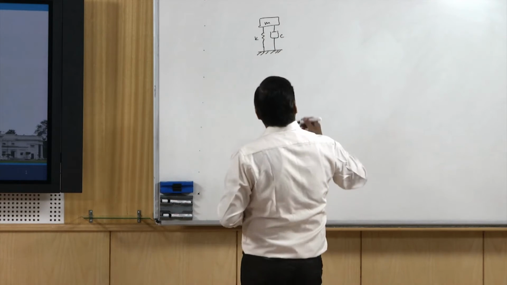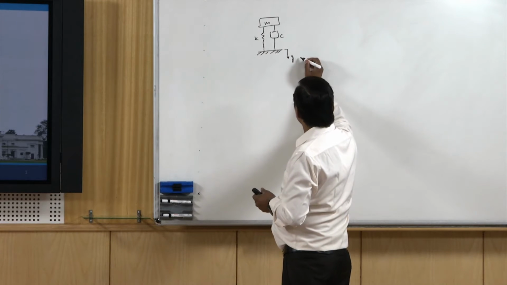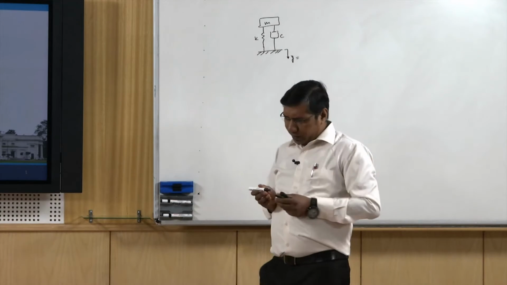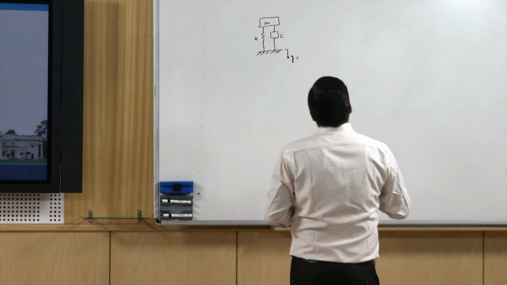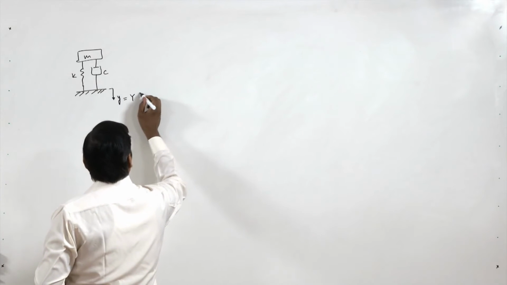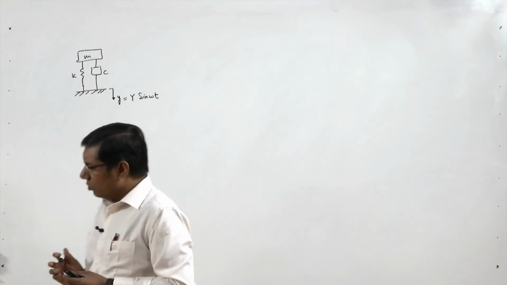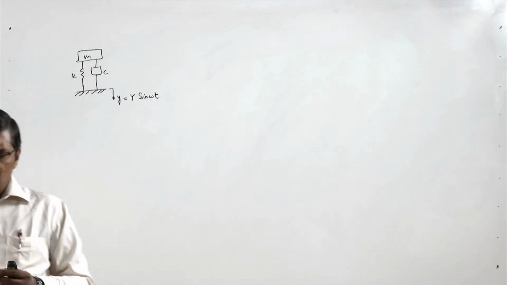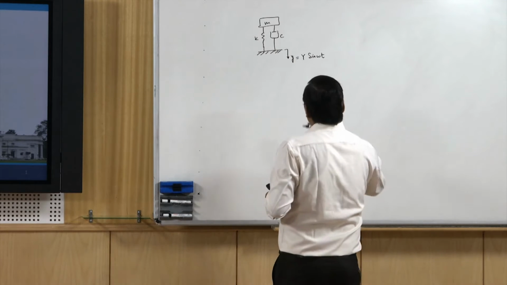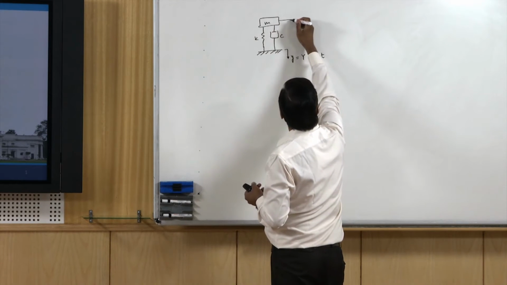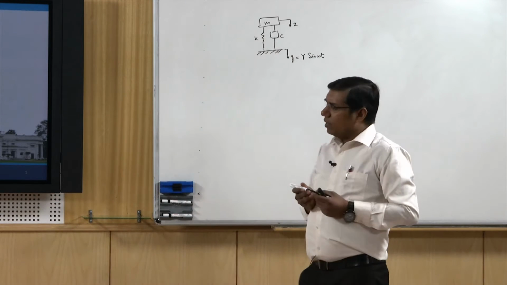Now if there is motion of this support, it has some motion y, a harmonic excitation of the support. So y equal to Y sin omega t. Due to the excitation of the support, what will be the response of this mass? Let's say this is x. So what will be the x?